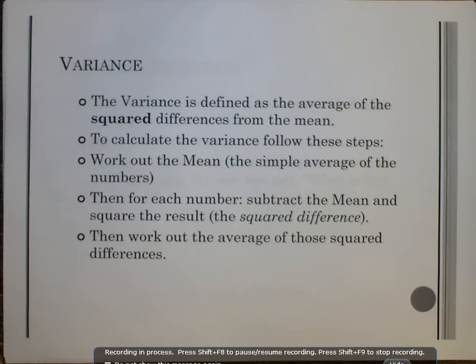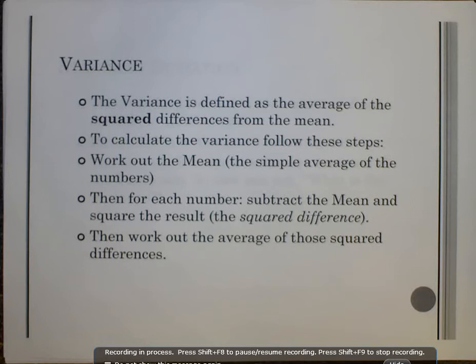When you do get back, we will show you how to do this with a graphing calculator, but it's really important for you to understand what exactly the graphing calculator is doing for you. Our first word is variance. The variance is defined as the average of the squared differences from the mean.